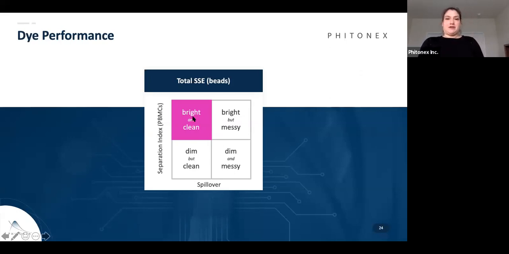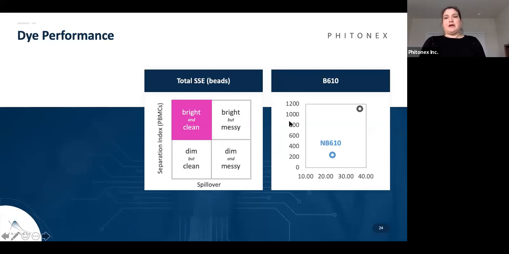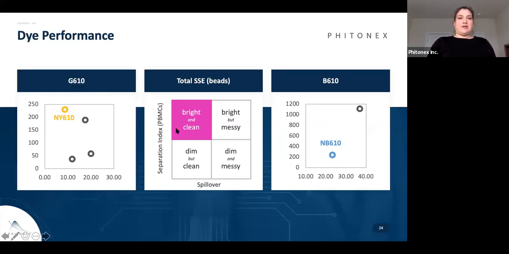So anyway, what you can see here is showing spillover versus separation index. We have here the NovaFluor 610, and it's more in the dim and clean area. And this is relative, again, versus its competitor. If you look here at the Nova Yellow, you can actually see that this separation index is still quite good. And this is just showing their head-to-head competitors. So the Nova Yellow 610 really falls into this bright and clean area. The Nova Blue 610, in terms of its competitor, is dim but clean, but it's actually quite bright when you put it on the scale of some of these other dyes. This is just really showing how bright this other comparator is.